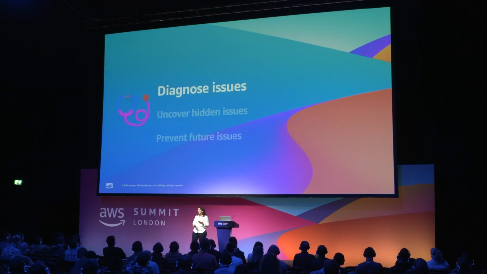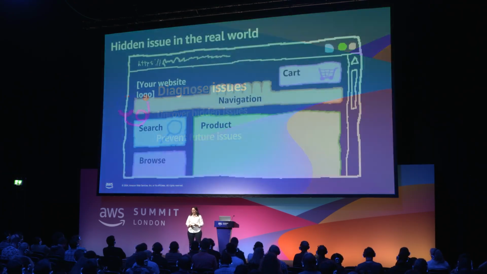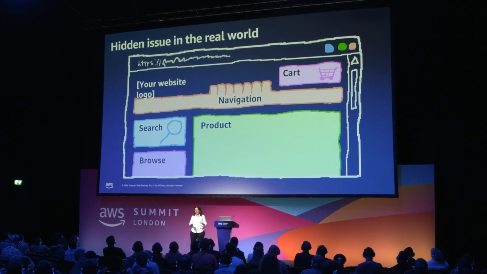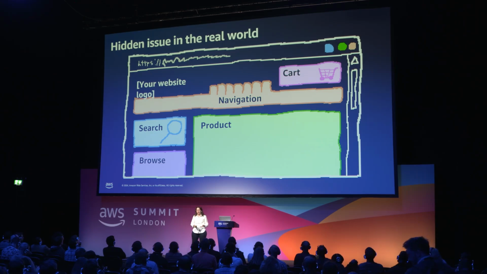So I'm going to cover how you can diagnose an issue quickly, and my colleague Paul will then walk you through how you can uncover hidden issues and prevent future ones from happening. So consider an e-commerce website where you have different widgets where customers can browse for products, search for products, and place orders. And in a worst case scenario, your customer service team are getting complaints that they cannot place orders.